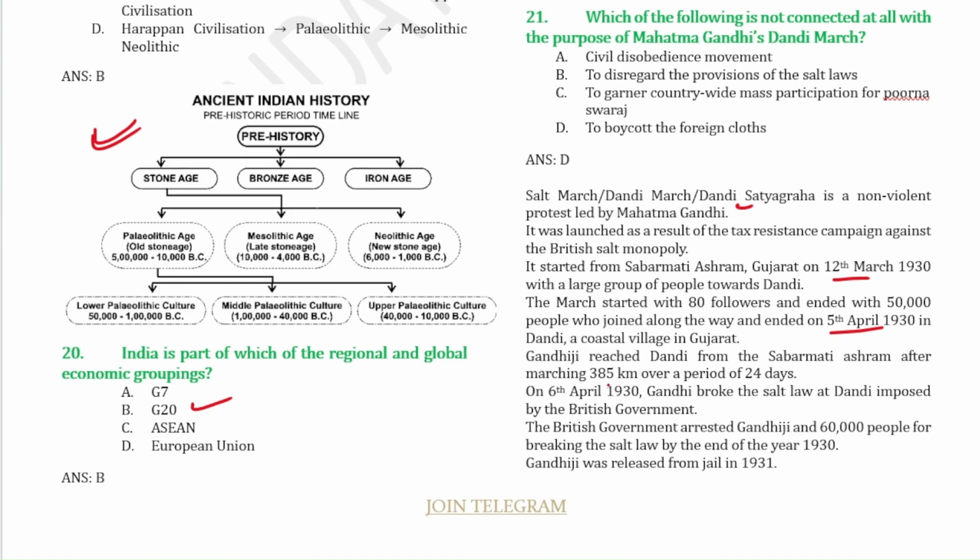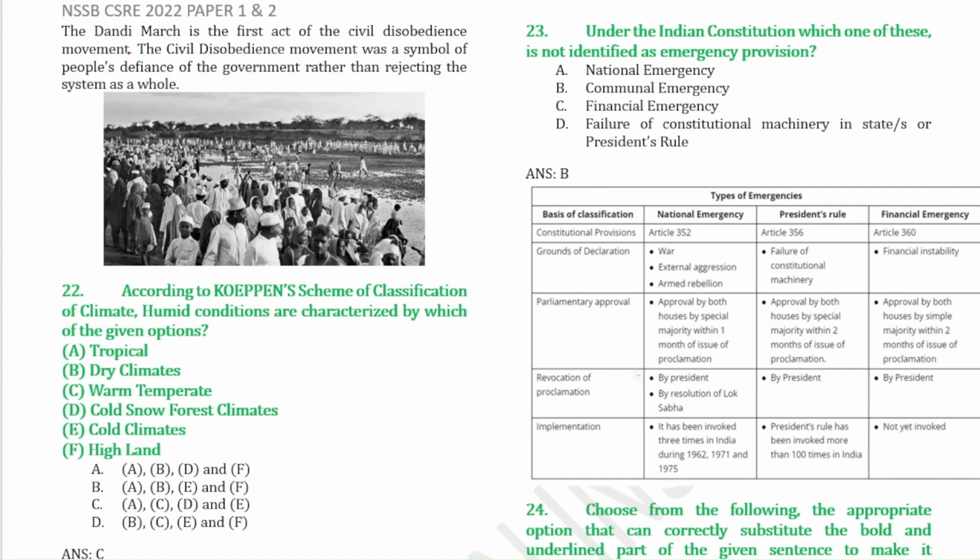The march covered 385 kilometers. This is also important, over a period of 24 days. Initially it started with 80 followers and later ended with 50,000 people. This Dandi March is the first act of the civil disobedience movement. The civil disobedience movement was a symbol of people's defiance of the government rather than rejecting the system as a whole.